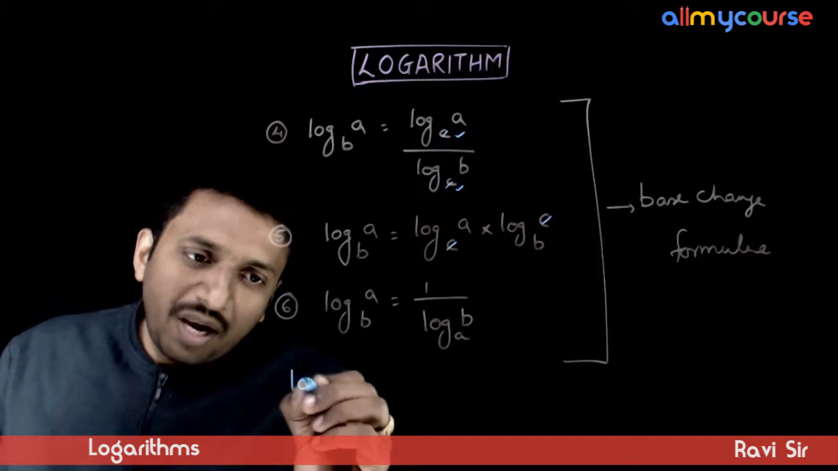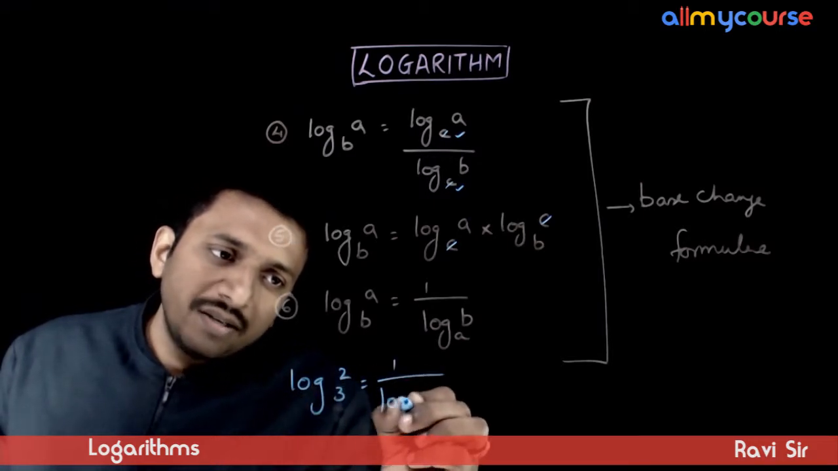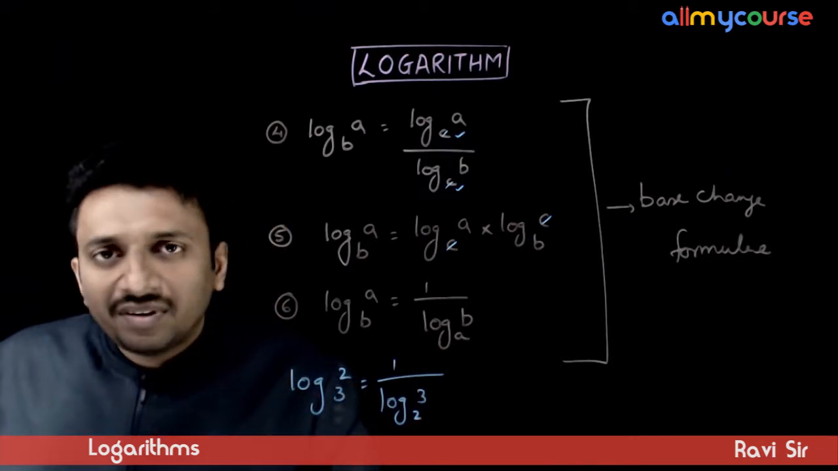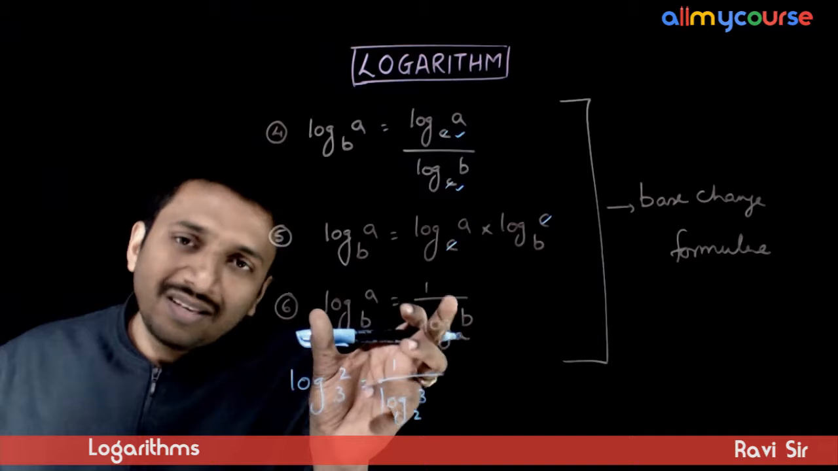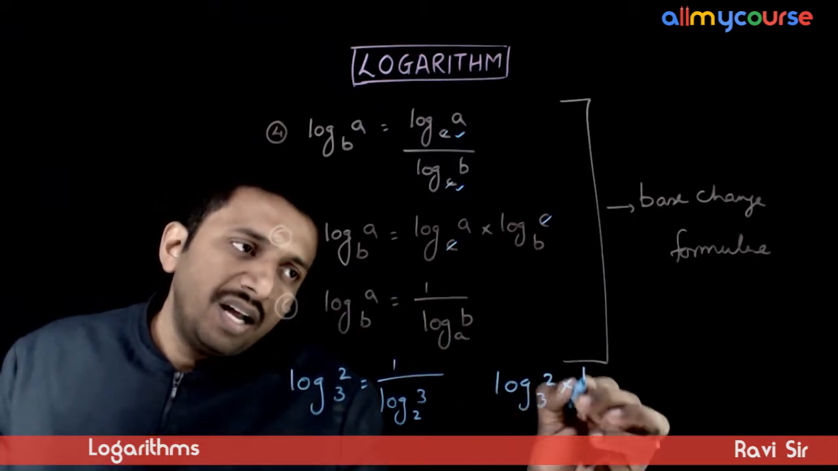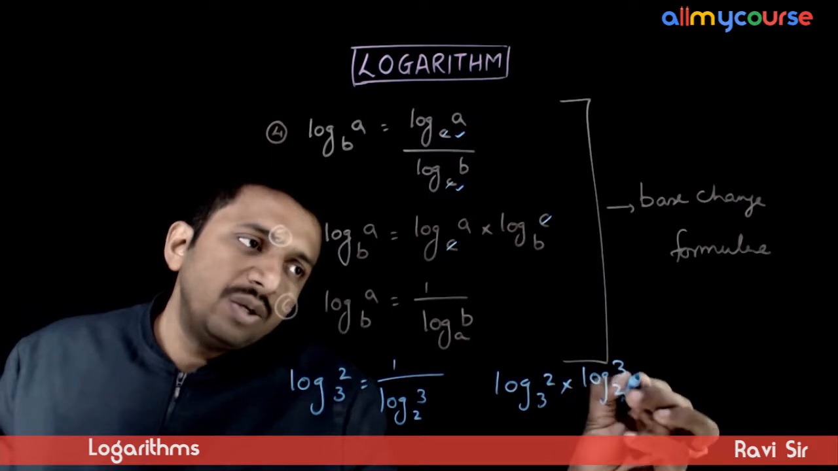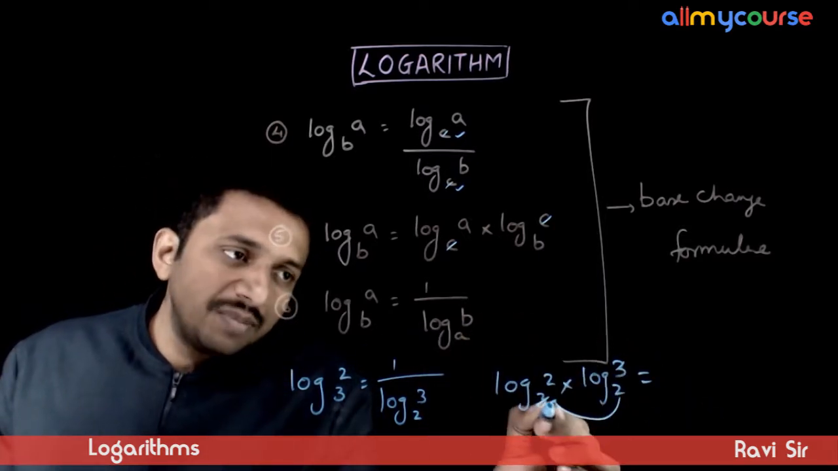So for example, log 2 to the base 3 can be written as 1 by log 3 to the base 2. In some problems you would be required to do this. Just keep in mind that this can be done. And if you want log 2 to the base 3 into log 3 to the base 2, the answer will be this 3 and this 3 gets cancelled and 2 comes here.